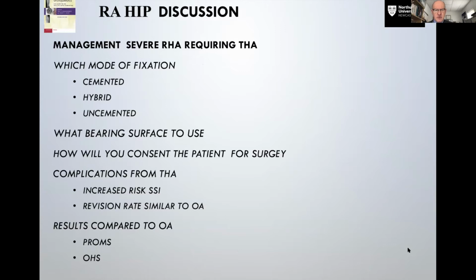Management of the severe rheumatoid arthritic hip requiring total hip arthroplasty, the end-stage rheumatoid patient. You may need to discuss which mode of fixation to use, whether it be cemented, hybrid, or uncemented, what bearing surface you're going to use, how you will consent the patient for surgery, and the complications from surgery. They are known to have an increased risk of surgical site infection. The revision rate has traditionally been thought to be higher than osteoarthritis, but recent reports suggest similar rates. How are the results compared to osteoarthritis? What are the outcomes like, for example the Oxford hip score?